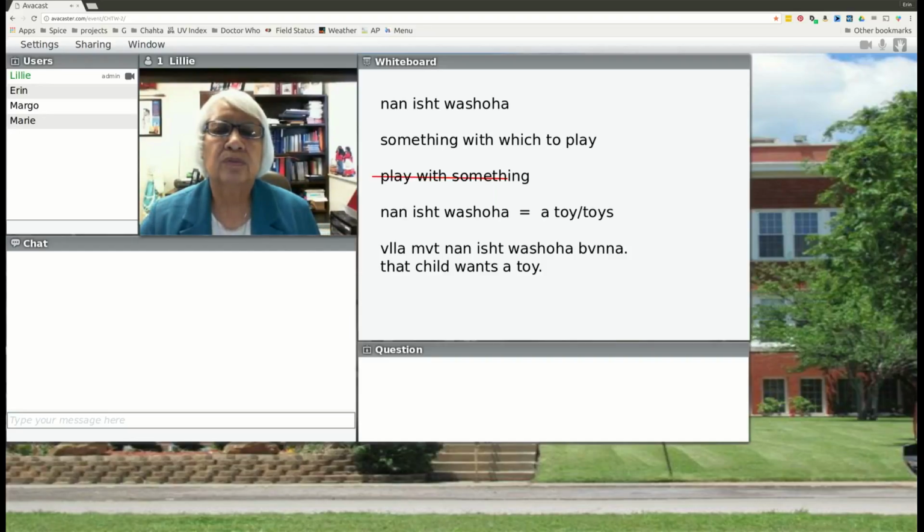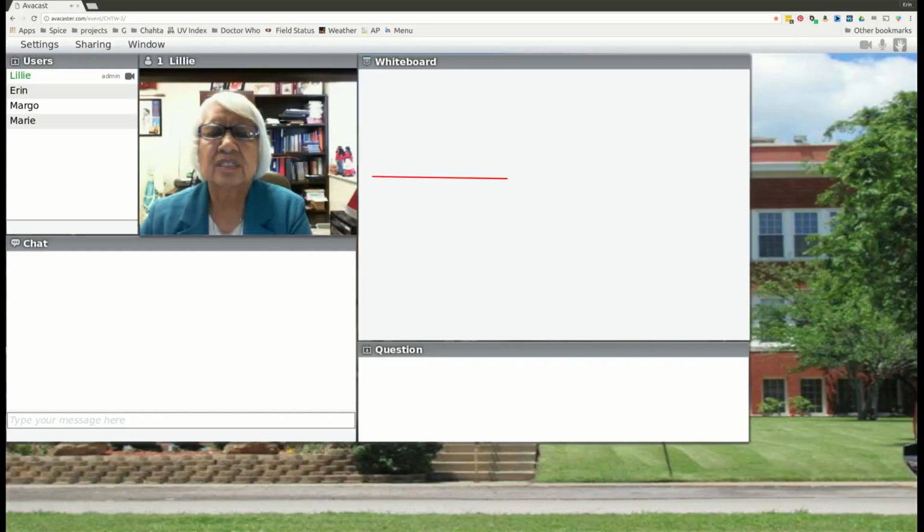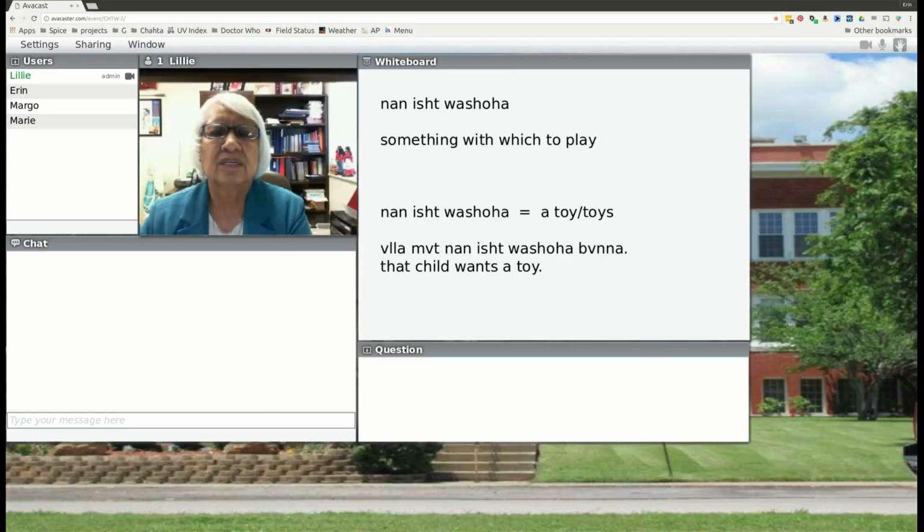Okay, I'm going to take this out. Oh, I didn't mean to do that. There it is. It came back. Thank goodness. I was worried that I had lost the whole thing.